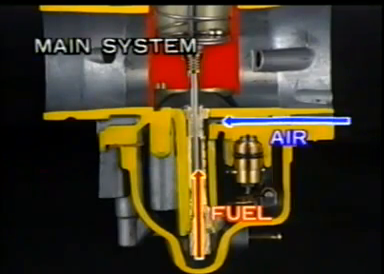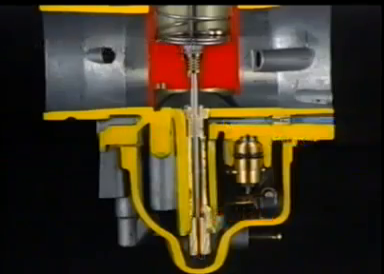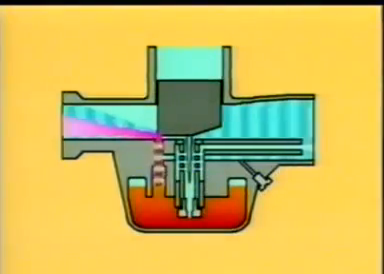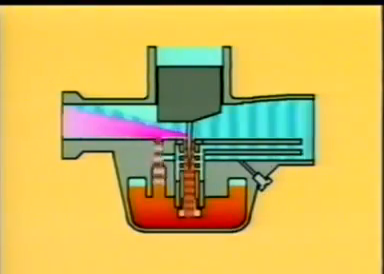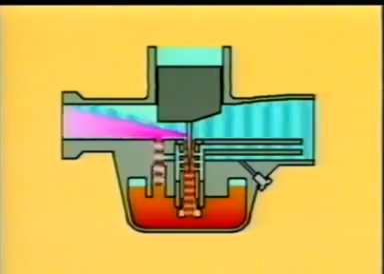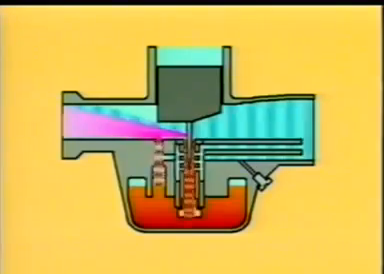The passages that supply fuel to the engine at medium and high speeds make up what we call the main system. The main system also has two kinds of passages, those which carry fuel and those which carry air. When the throttle valve moves upward, so that the needle jet passage is opened, the venturi mixes the fuel coming in through the main jet and air coming in through the main air jet.